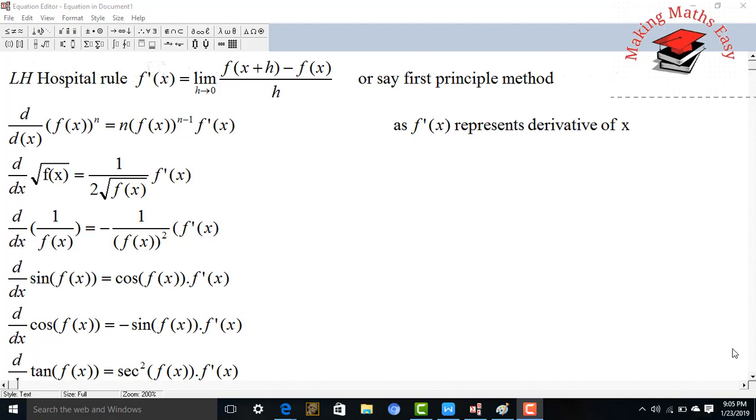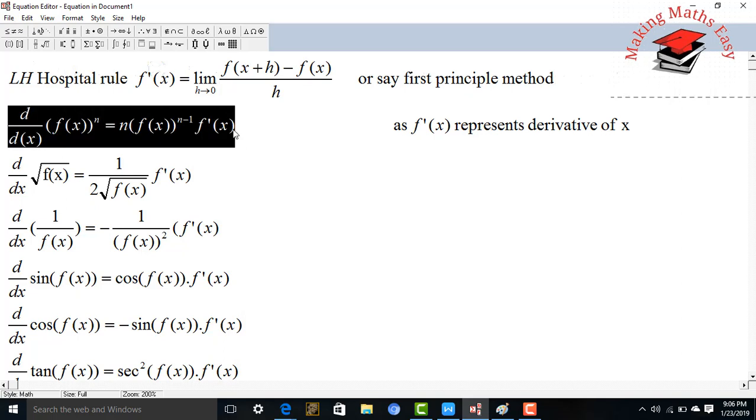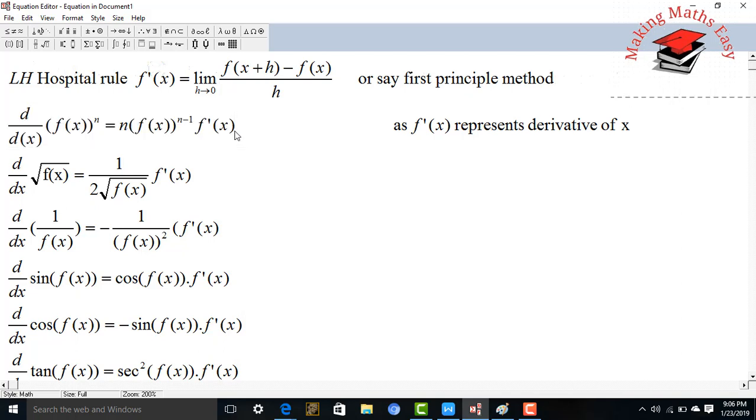As we know, the derivative of f of x raised to n is equal to n into f of x raised to n minus 1 into f dash of x. So remember, this is the most important derivative, and we will use this formula in most cases. Remember that the derivative of any function raised to n is equal to n into that function raised to n minus 1 into the derivative of that function. So f dash of x here also represents the derivative of the function.